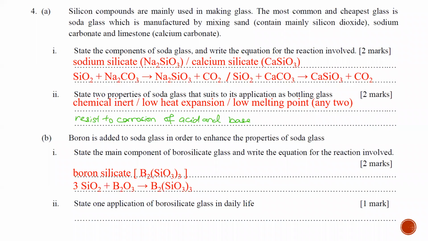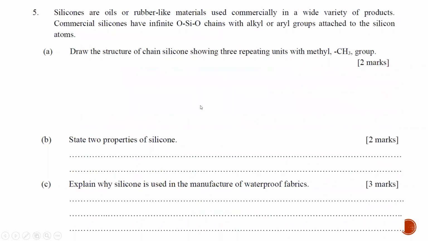Okay, so number 2, state one application of the borosilicate glass in daily life. So it's either glassware in the science laboratory or glass kettle. Either one can. Okay, so with that, that is how you solve question number 4. Immediately, we move to question number 5.